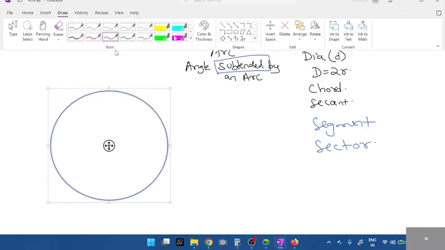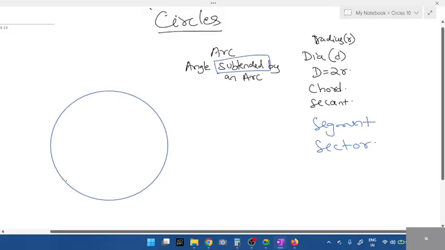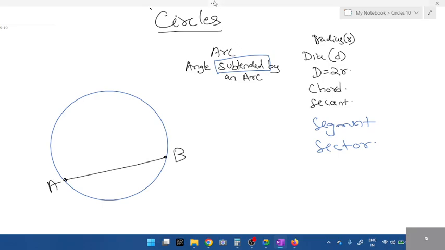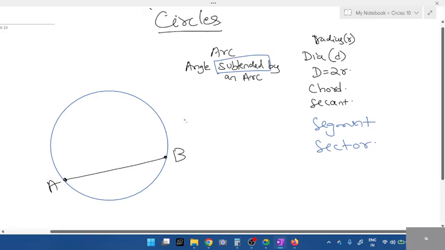Let me take a circle. I'll draw a line like this. I'll name it as A and B. Okay. Now tell me, what is this? Is it a chord, sector, diameter? What is it? A chord, right? It's not going outside and it is not touching the center. Fine. It is not a diameter, but it is touching from one circumference to another circumference.